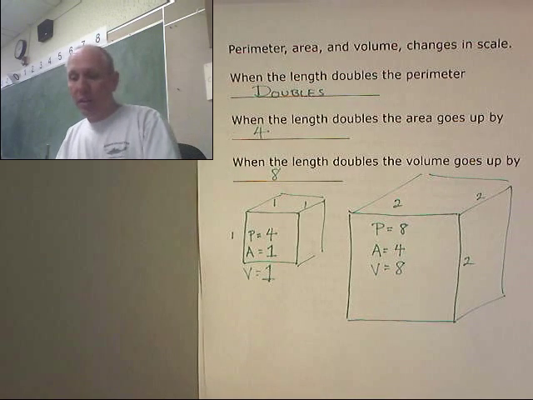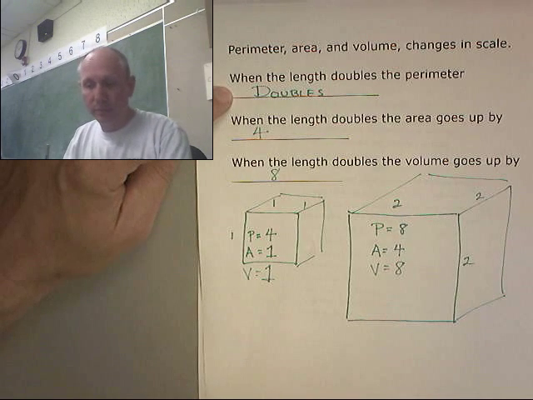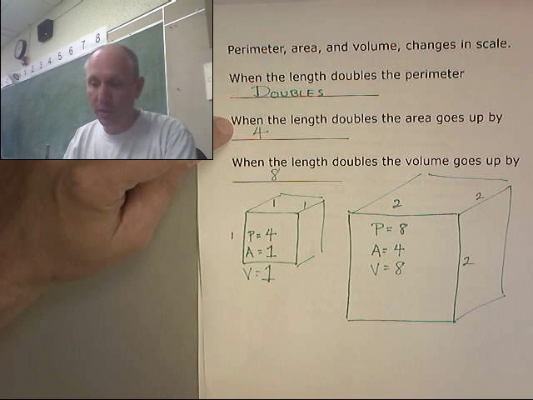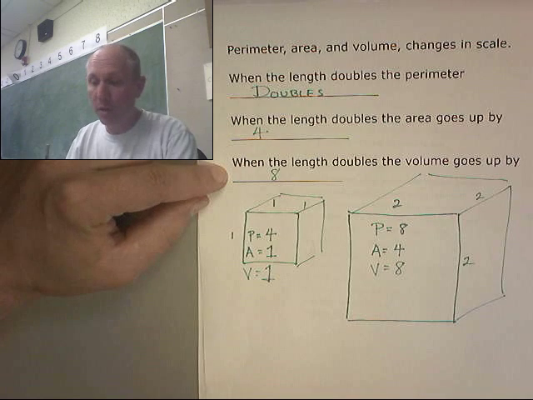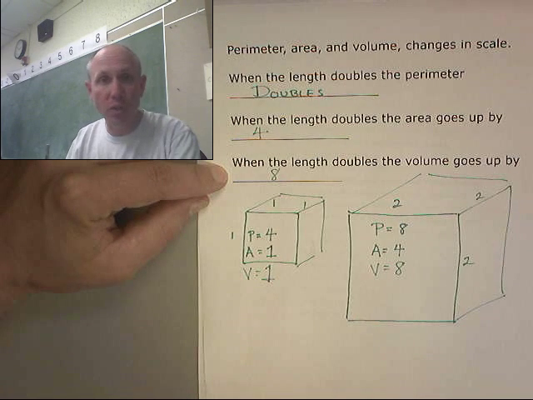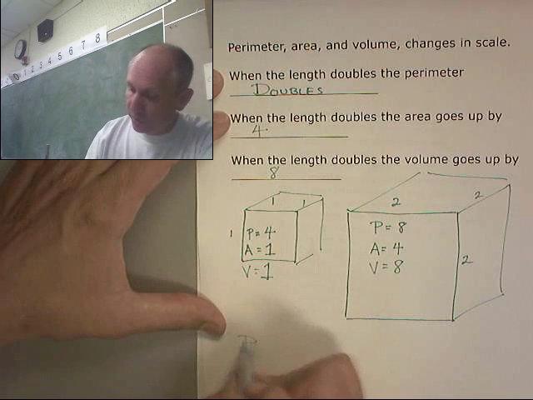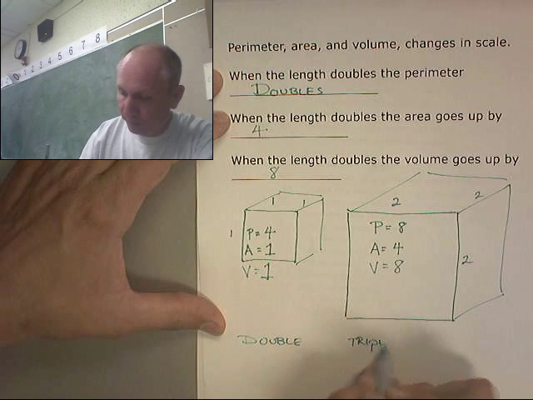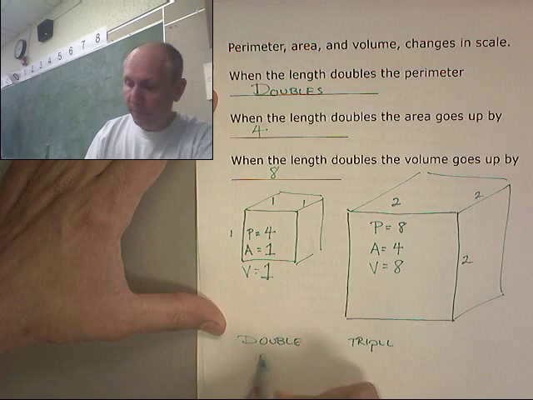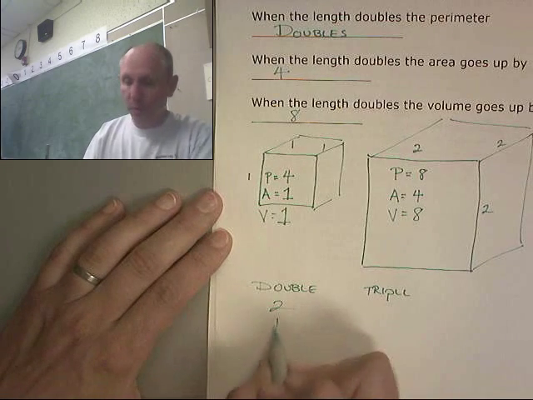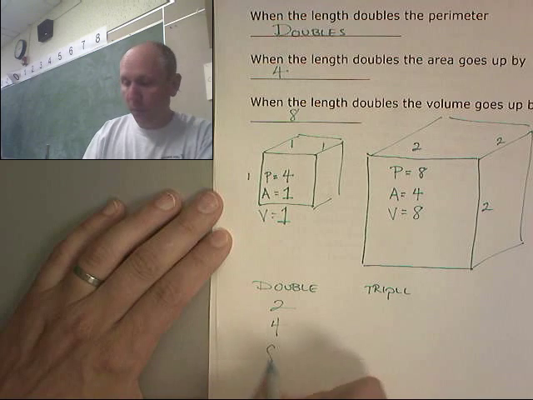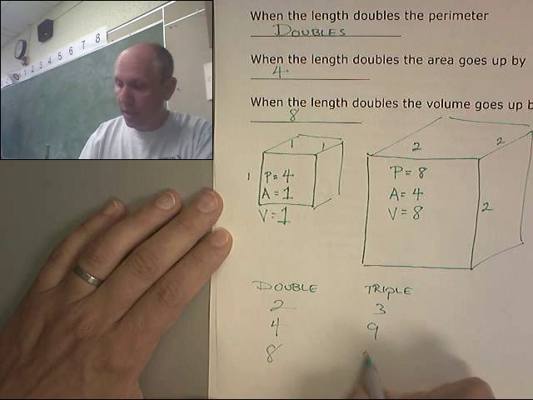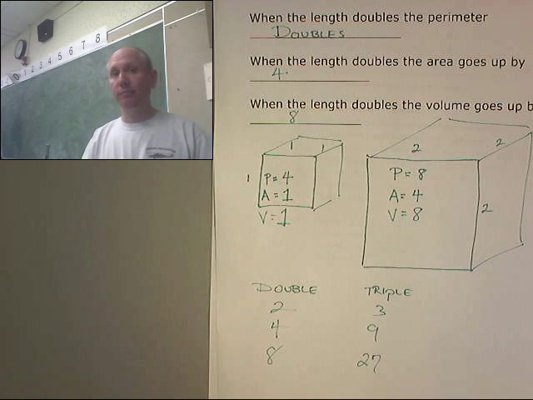So, coming back here, when I'm doubling something, the perimeter will double. When the length doubles, the perimeter doubles. When the length doubles, the area goes up by 4. When the length doubles, the volume goes up by 8. What about for triple? A doubling doubles the perimeter, the area goes up by 4, the volume goes up by 8. Triples would do a 3, 9, 27.